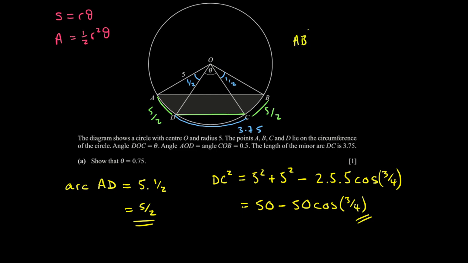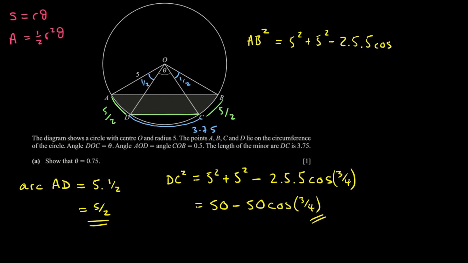So AB squared, right? This length squared will be equal to that length squared plus that length squared minus 2 lots of that length times that length, the cosine of this whole angle. So let's write that out. AB squared is equal to 5 squared plus 5 squared minus 2 lots of 5 times by 5, the cosine of theta plus 1. So you've got 3/4 plus 1, which is 7/4. Okay, and again, if I was to do that, that would be 50 minus 50 cosine 7 upon 4.